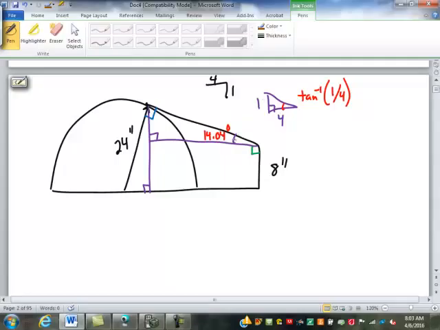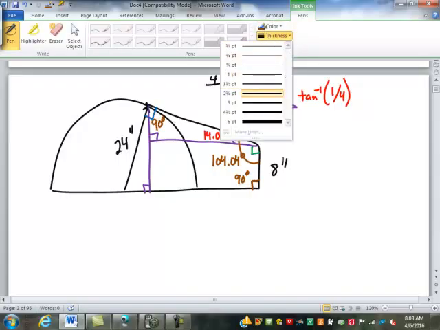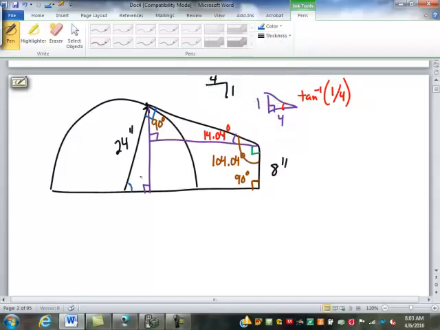I understand that. So then here, this angle here is 104.04 degrees. Now, of course, this has to be 90 down here. This is 90 degrees here. We just found this angle. How did we find that angle? Well, we know that these four angles in a quadrilateral have to add up to 360, right? So we take 360 and subtract all of those. This is going to be 75.96 degrees.